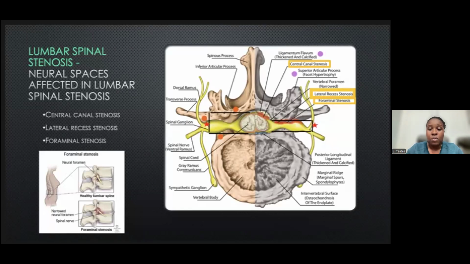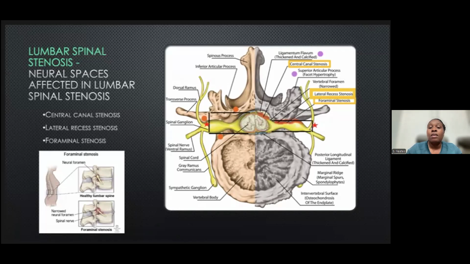L4 and L5 is the most commonly affected area, and this stenosis is present in almost all central canal stenosis cases, right? So what I'm saying is that when you have central canal stenosis, because of the hypertrophy, as well as the ligamentum flavum being so severely hypertrophied, it can actually affect the lateral recess area.